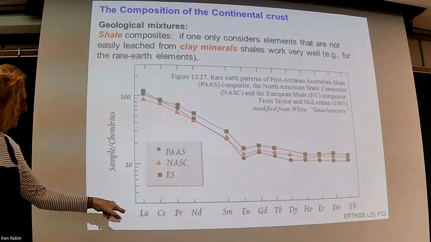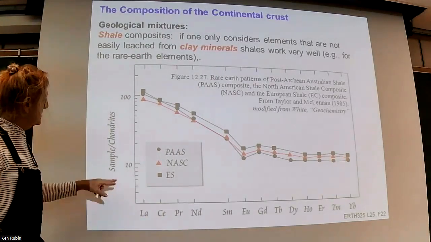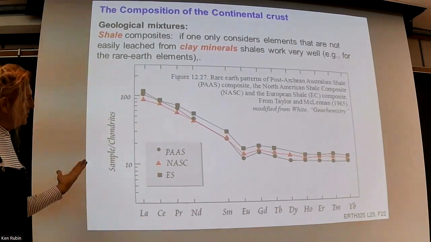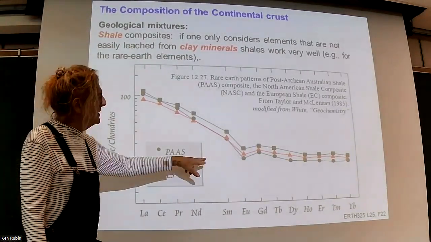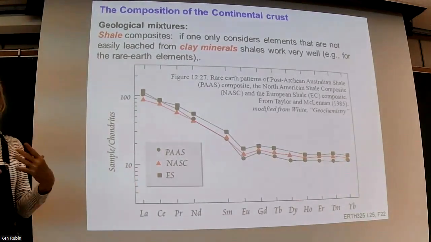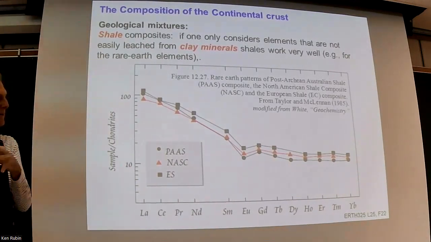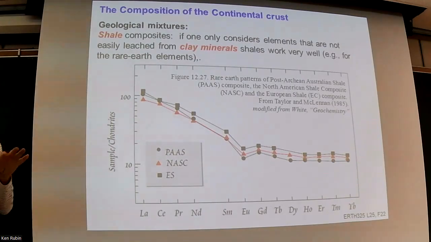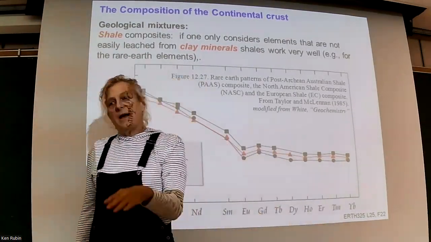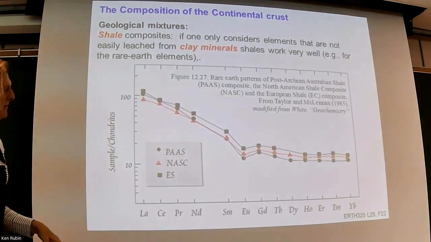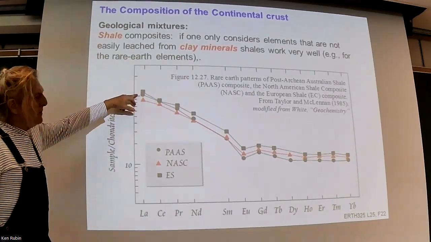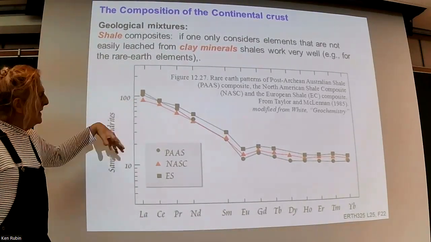So for this example, again from White, he's just using the rare earth elements. Again, they're normalized to chondrite, right? And you can see here that in shales, even the things with the lowest concentration are 10 times as high as chondrites, right? Which gives us the idea that the continental crust is 10 times as rich in these mildly incompatible elements as the mantle that it came from. The highly incompatible or lighter rare earths are enriched by about a factor of 100. Okay, and these are averages.